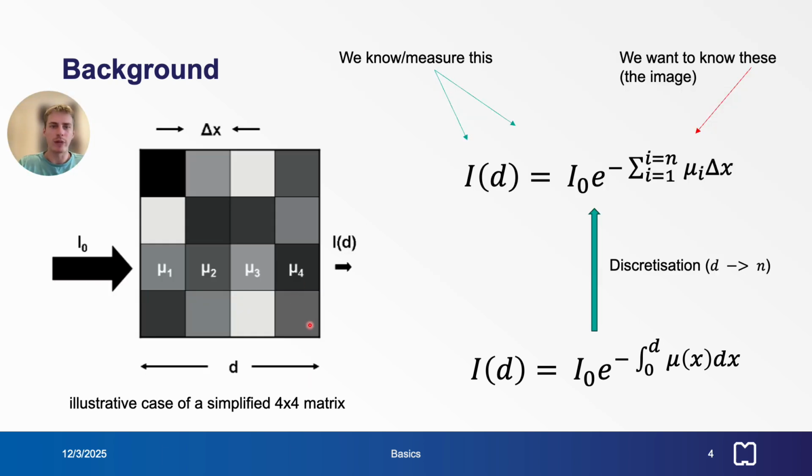As an example, let's say we want to image the object shown on the left, which is a 4x4 matrix with each pixel having different attenuation coefficients. So we can take our exponential attenuation equation and we can discretize it so that it's no longer continuous. And when we reconstruct an image, we're really just creating a map of the attenuation coefficients that appear in this equation. And that's all that this is. It's just a map of attenuation coefficients.